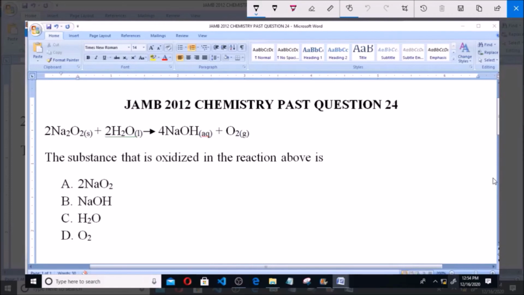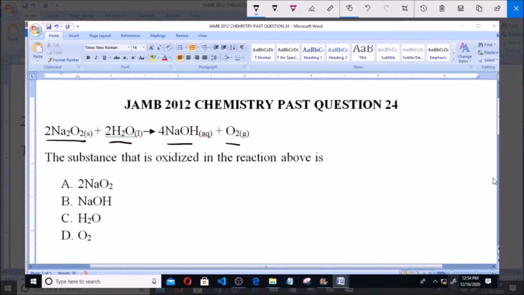I'll be answering JAMB 2012 chemistry past question 24. Given this equation, we have the question involving the oxide of sodium and water to give us sodium hydroxide and oxygen. The substance that is oxidized in this reaction is, we are asked to find the substance which is oxidized in the reaction above.